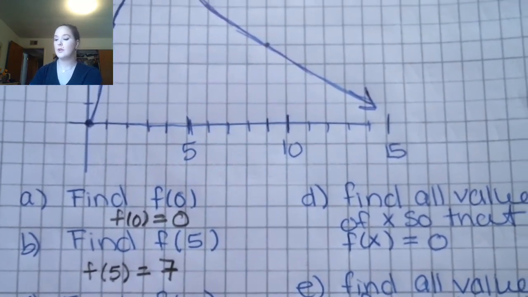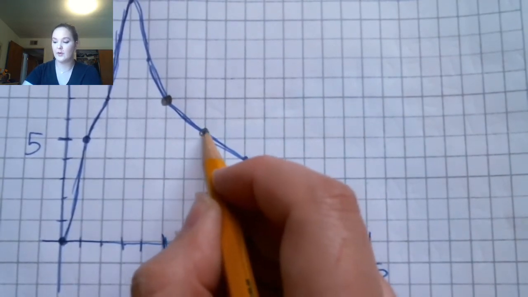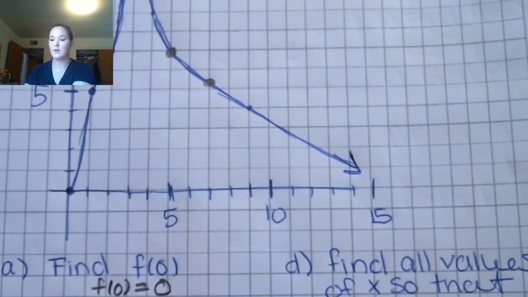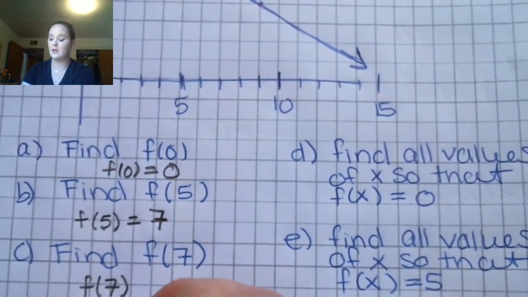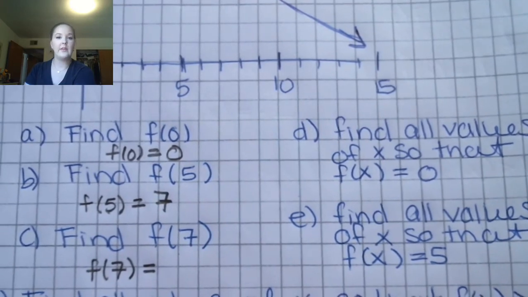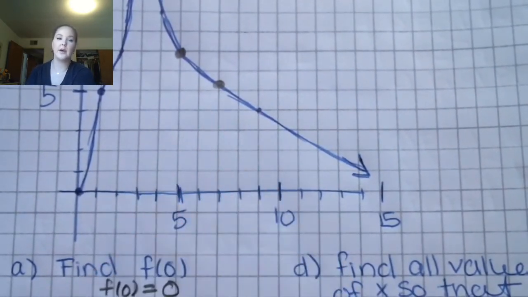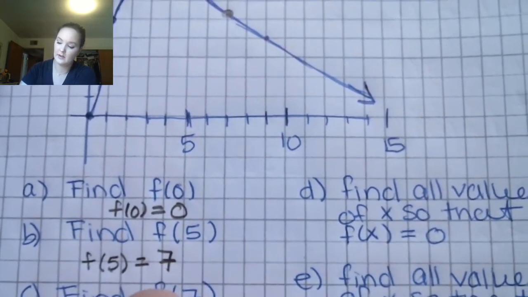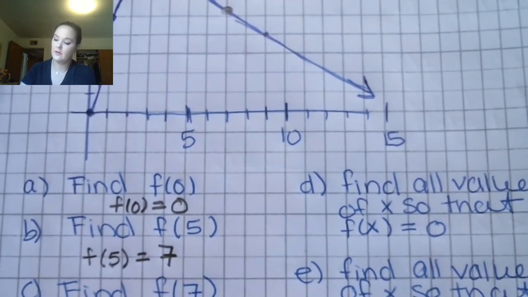Okay, and we're going to do the same thing for 7. So here's 7. Here's that point on the graph where x is equal to 7. So we're going to give our corresponding y value. So we would say f of 7 is equal to, and then we're going to give our y value. Now, if you look at this, it's just a little bit above 5. So I might say, for example, 5.2.